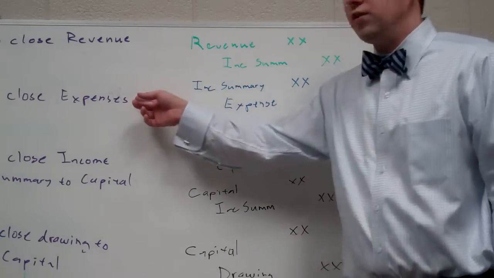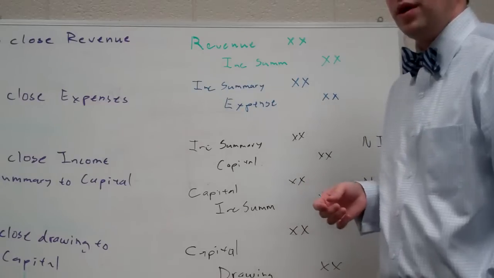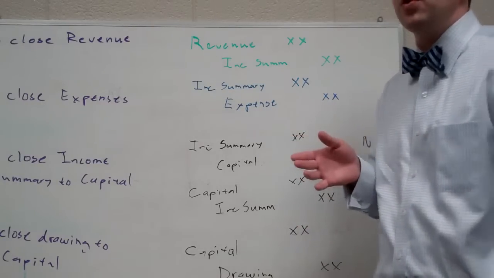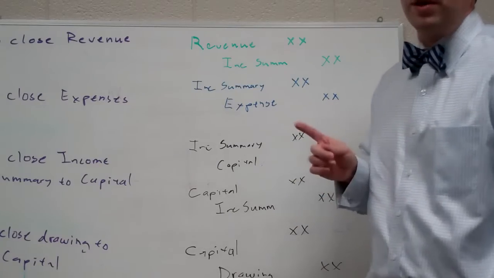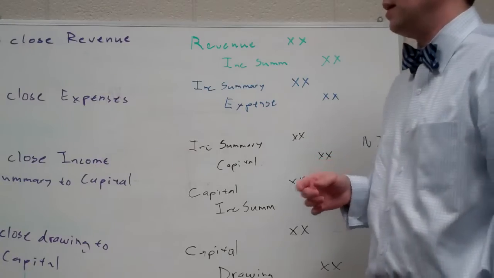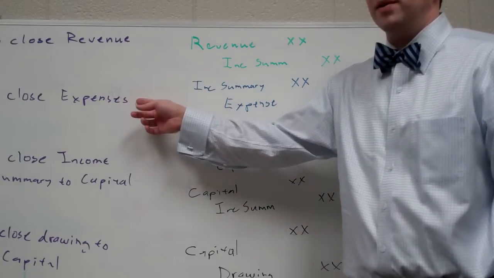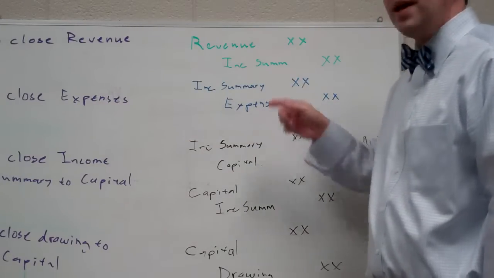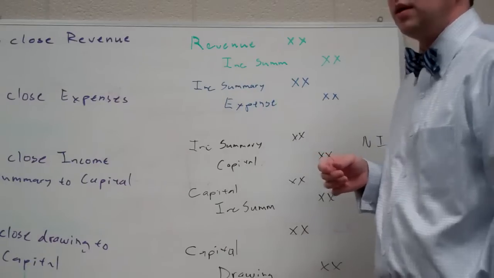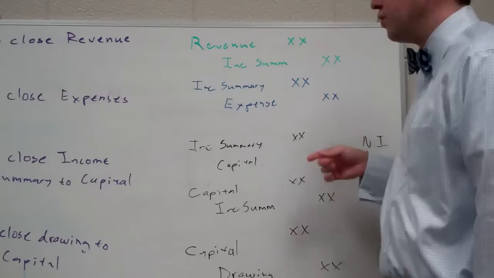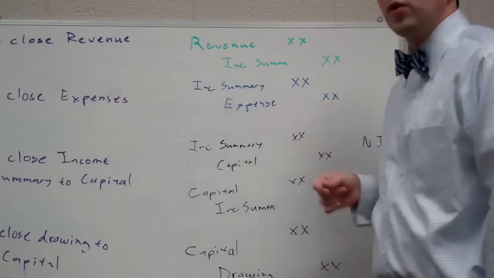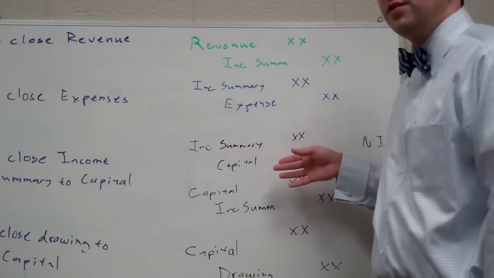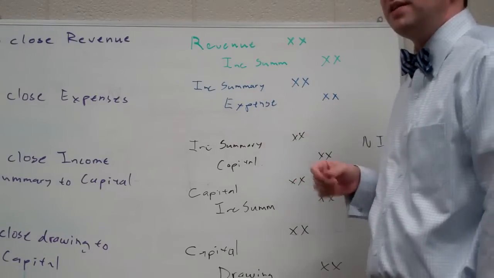Next, we need to close the expense accounts to income summary. Now, you may have a lot of expense accounts. You can either close each one individually or do them all in one entry. Either way, expenses have a normal debit balance, so to close them out, you'll have to credit them, which will require a debit to income summary. Now, you could have lots of entries with one debit to income summary and one credit to the expense account, or you could have one entry with lots of credits to expense and one large debit to income summary.